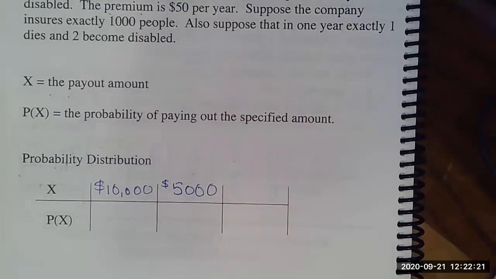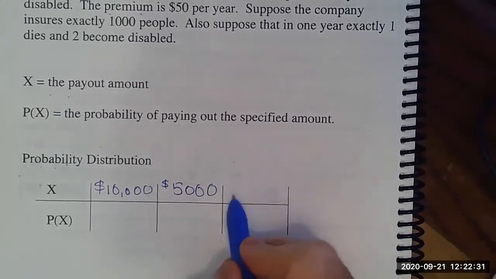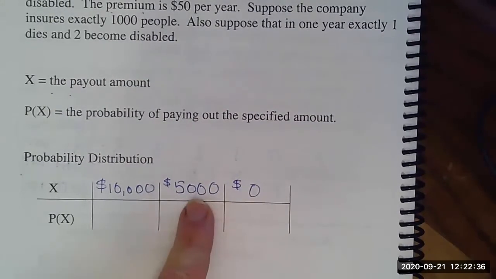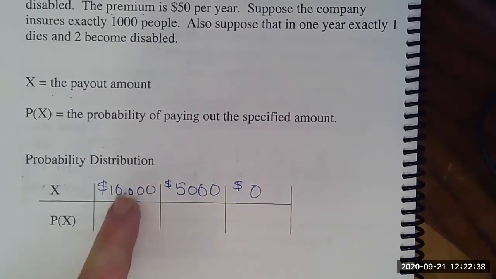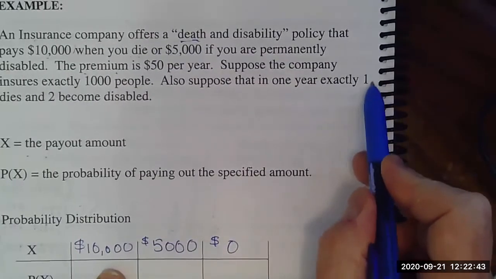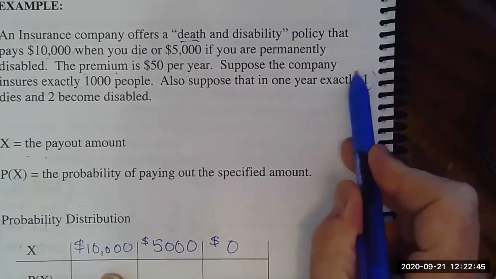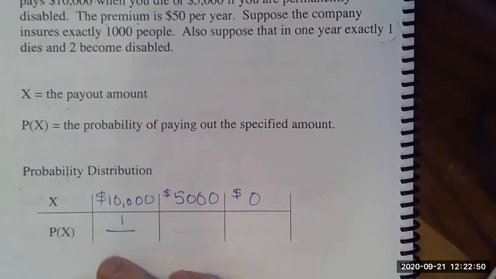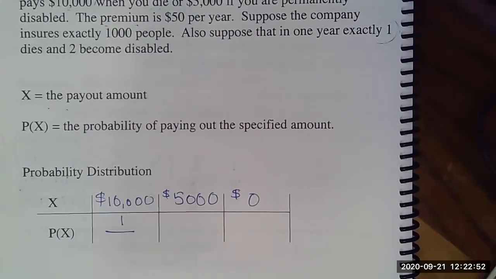Or they can pay out nothing. Some people aren't making a claim against their policy, so the company could pay nothing. They could pay 5,000 or 10,000. Turns out, the relative frequency says one person, so they had to pay one person's family, one out of, and how many people did they insure? 1,000. That's the sample space, 1,000.